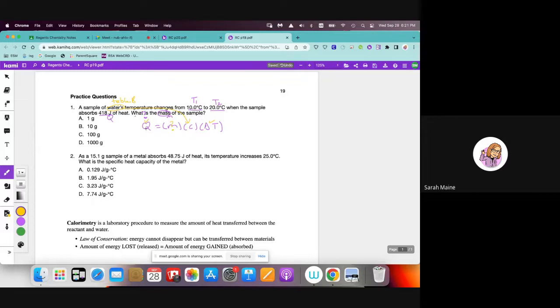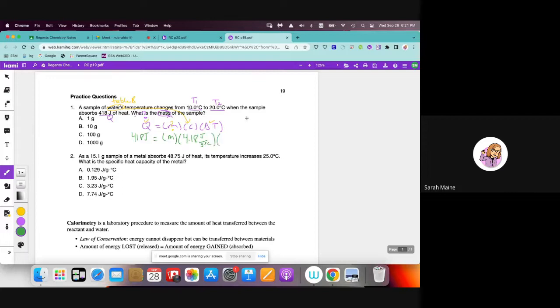So now I just go and substitute all the known values into the problem. So where Q's position is I replace Q with 418 joules equals, M is my unknown, so I leave the variable M. You could change it into an X if that helps you solve it better. For C, when I look on table B, it is 4.18 joules per gram degrees Celsius.